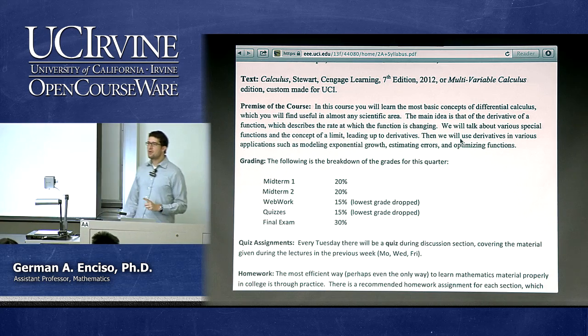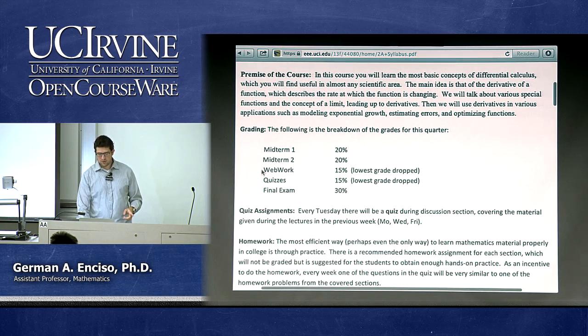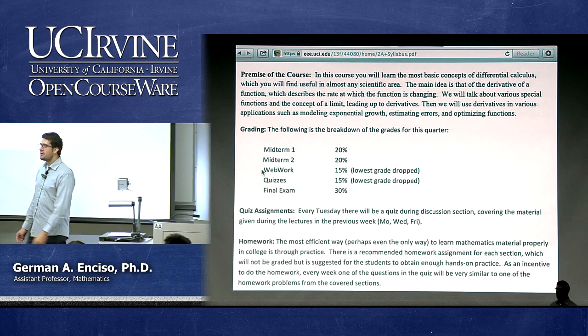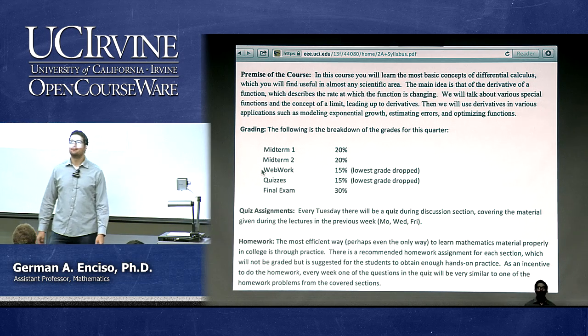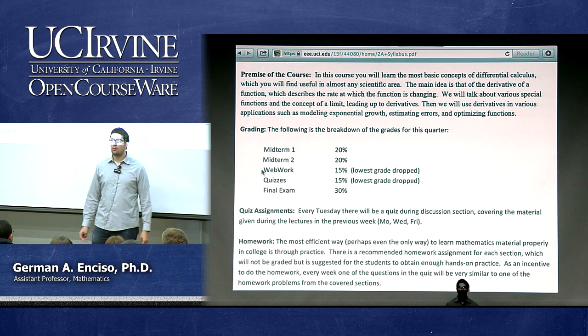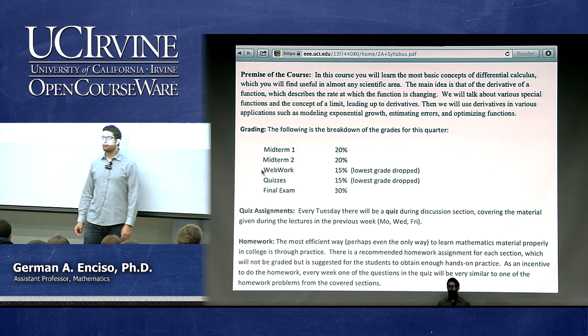There's going to be quizzes every week. And there will be a final exam. There's also something called web work. If you guys have not been at UCI before, you probably haven't heard of web work before. Web work is something like a homework, like a graded homework, but it's not graded by a human. It's graded by a computer.